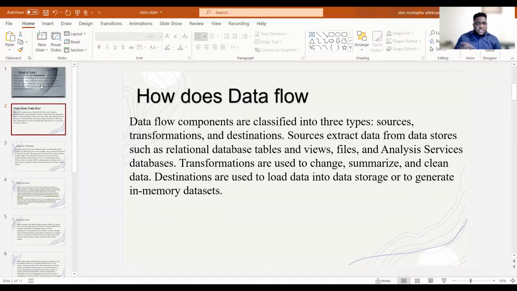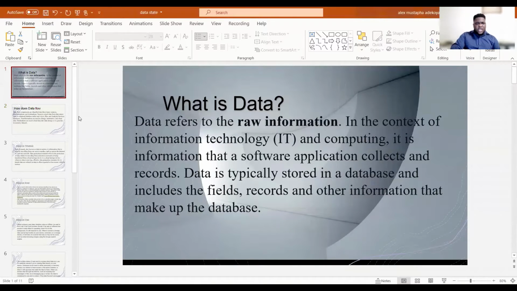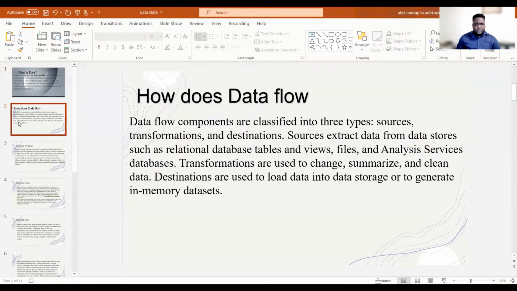Okay, so what is data? Data refers to raw information. In the context of information technology, also known as IT, and computing, it is information that a software application collects and records. Data is typically stored in a database and includes the fields, records, and other information that make up a database. Then, what is data flow?